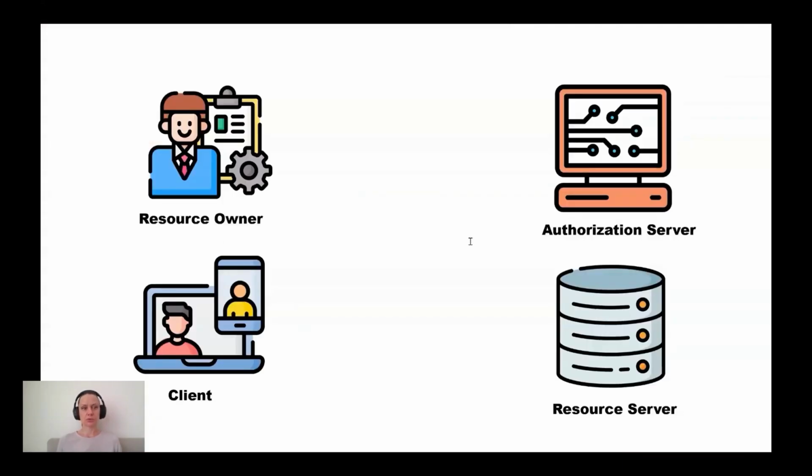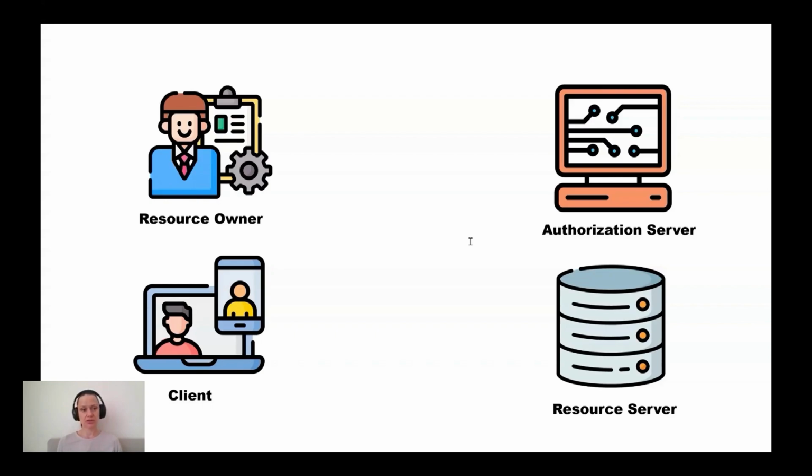Let's take a look at the main roles in OAuth 2.0. The resource owner is the user who has rights to the protected resources. This can be an individual or a system that owns the data. For example, a user who wants to grant an application access to their data in Google, such as their Google contacts. The client is an application or system that requests access to protected resources on behalf of the resource owner. The client can be a web application, a mobile application, or a server application.